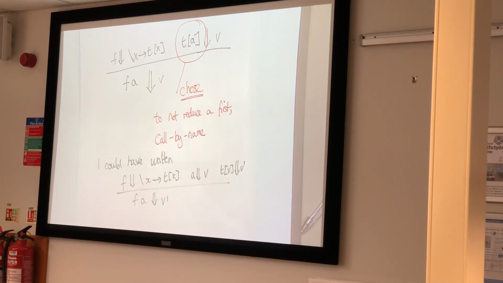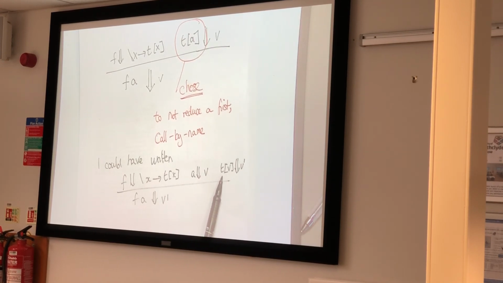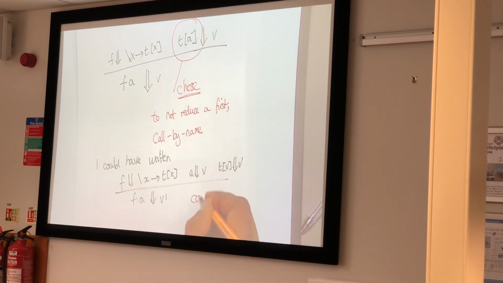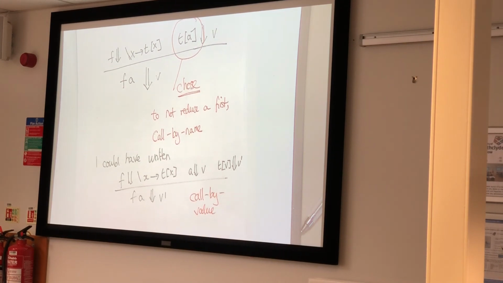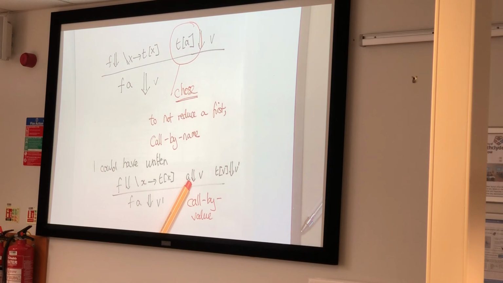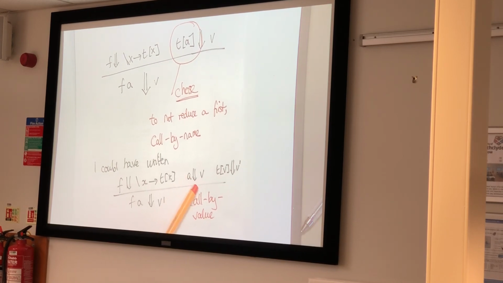If I've written this, you see now, I would not do the substitution immediately. I would not put A into the body of the term. I would instead reduce A as much as I can. And when A is a value, then I put it into the term, and then I carry on computing to get the overall result. So this is called call by value. It's called call by value because I call the function on the value of its input.